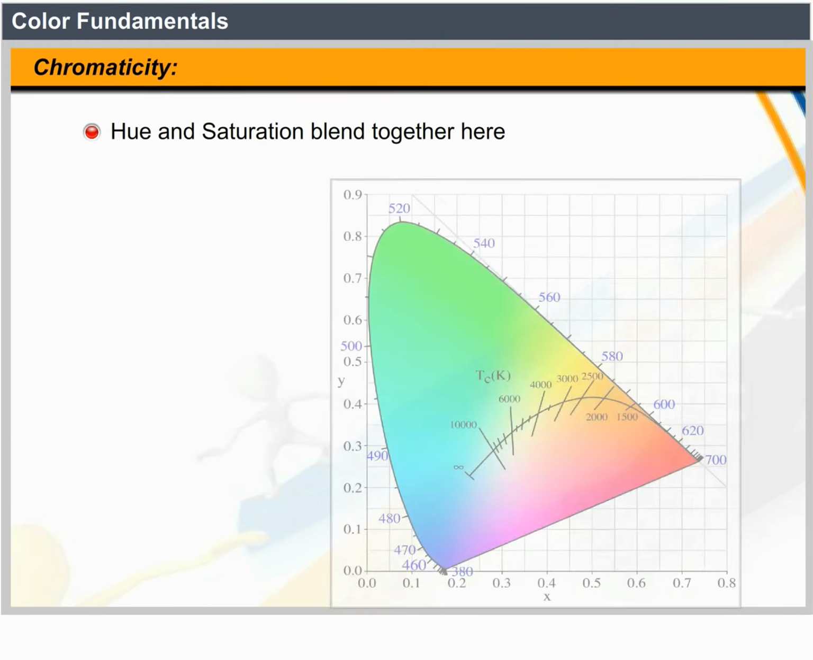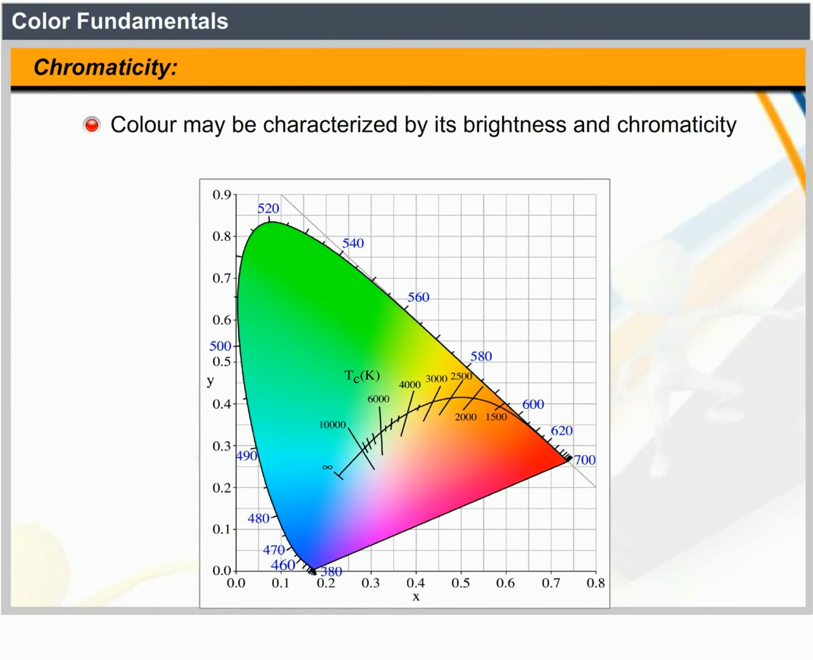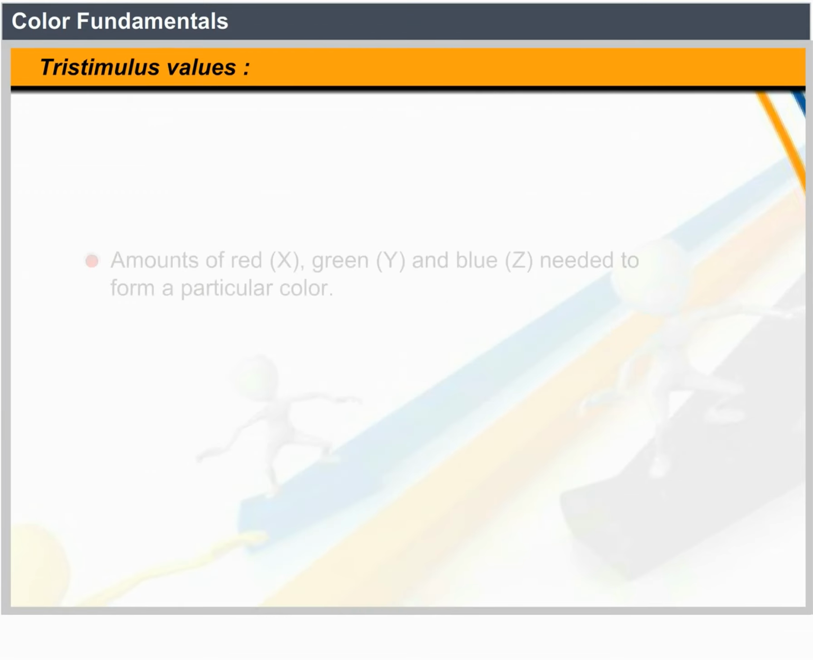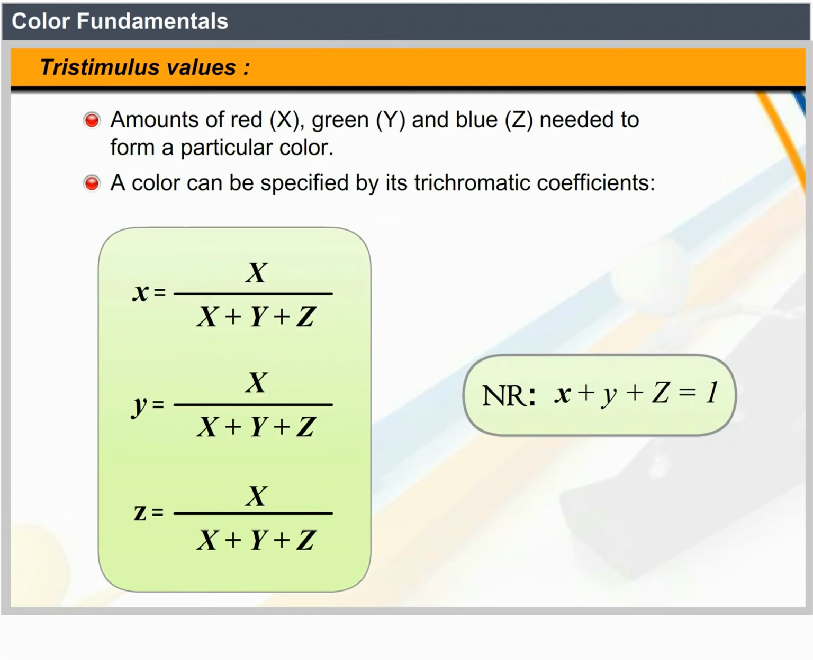Chromaticity: hue and saturation together. Color may be characterized by its brightness and chromaticity. Tristimulus values are the amounts of red, X, green, Y, and blue, Z, needed to form a particular color. A color can be specified by its trichromatic coefficients: small x equals capital X by X plus Y plus Z, y equals Y by X plus Y plus Z, z equals Z by X plus Y plus Z. Note, x plus y plus z equals 1.